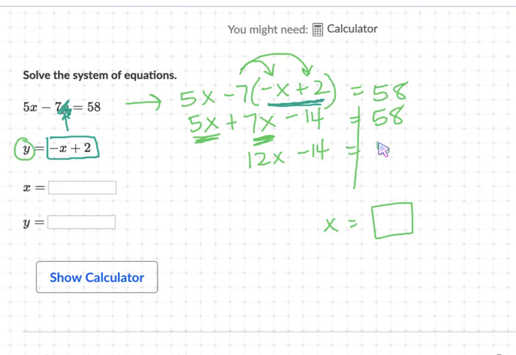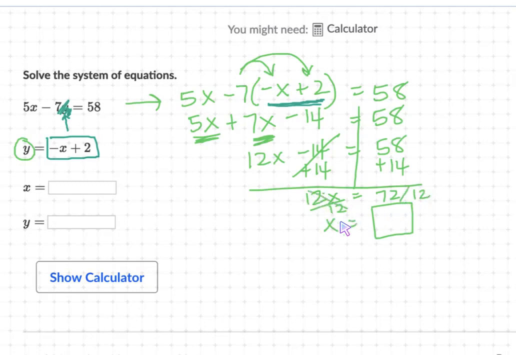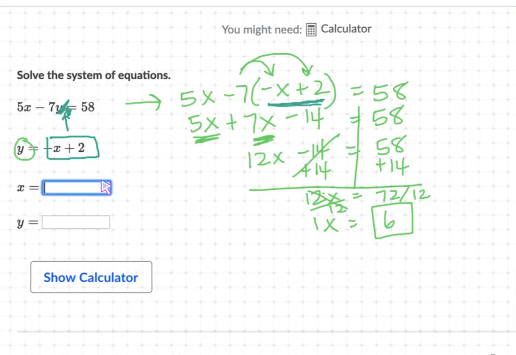Minus 14 equals 58. Let's get our x's alone on this left side by getting rid of this 14. Inverse operation, we got to add. That cancels, so I get 12x equals, this is 72, I believe, yes. And then the last step is to get rid of this 12. It's being connected by multiplication, so we want to divide. So 12 divided by 12 is 1x. 72 divided by 12 is 6. So x equals 6.